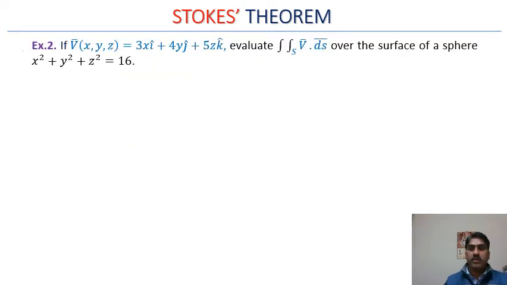Now take our next example. So you can see the question, V is a vector given by 3x i plus 4y j plus 5z k, and we need to evaluate the surface integral V dot ds over the surface of the sphere x square plus y square plus z square is equal to 16. So this is a sphere, and I am not going to draw this. I am just first starting the solution process.